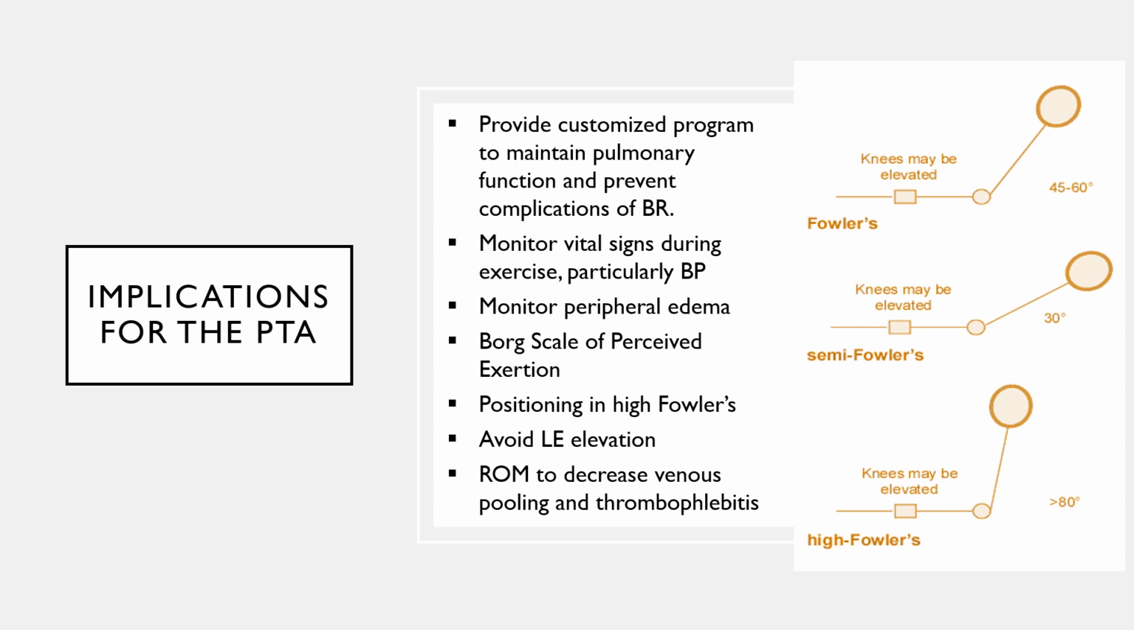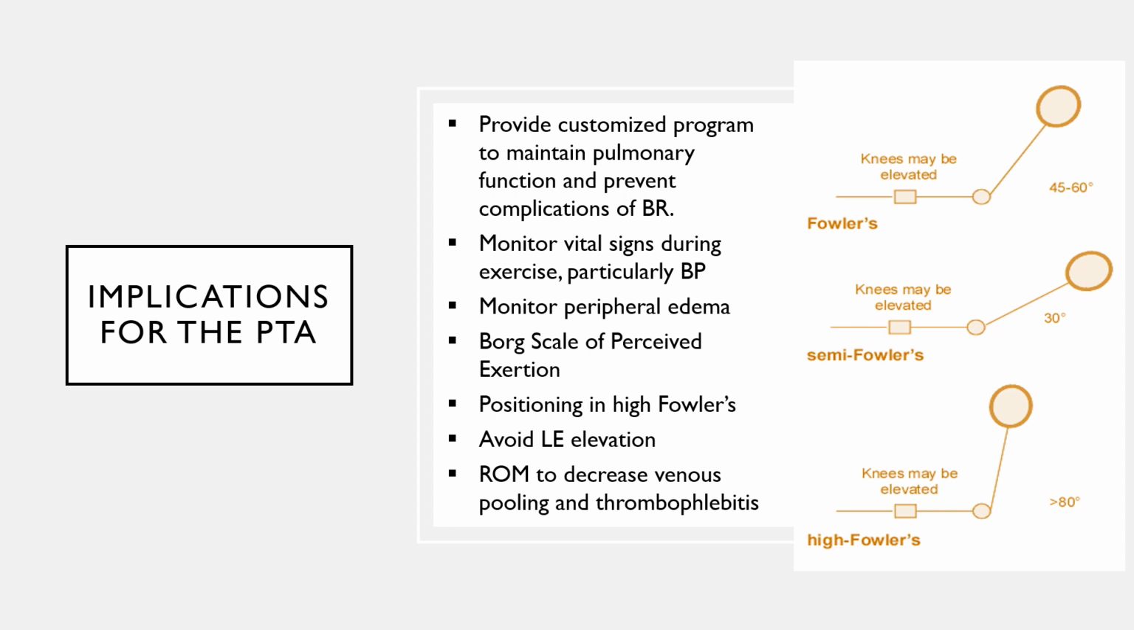Dependent position of legs. Keeping the legs in a dependent position helps decrease venous return to the heart, thereby reducing preload and preventing further fluid accumulation. This position assists in minimizing peripheral edema and venous congestion. Avoid elevating feet. Elevating the patient's feet should be avoided because it can increase venous return to the heart, leading to increased preload and exacerbating heart failure symptoms. Instead, maintaining the legs in a dependent position is preferred.